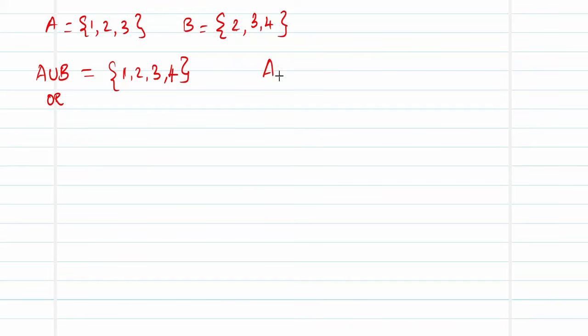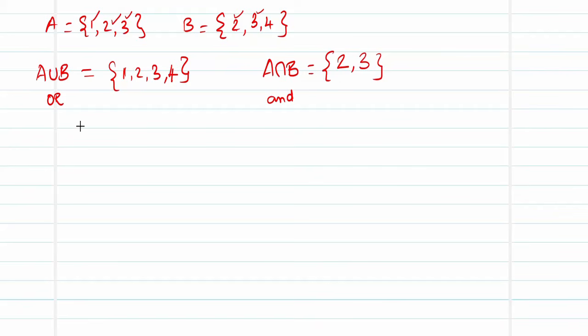When I write A intersection B, so A and B, it has to be in A as well as in B. 1 is present here, but it is not present here, so I cannot take 1. 2 is present here, and it is also present here, so I will take 2, which is both in A and B. Next, 3 is over here and also over here, so I will take it. Moving on to 4, it is in B but not a part of A, so I cannot take it. So the intersection, containing both A and B, will contain 2 elements in common, which are 2 and 3.